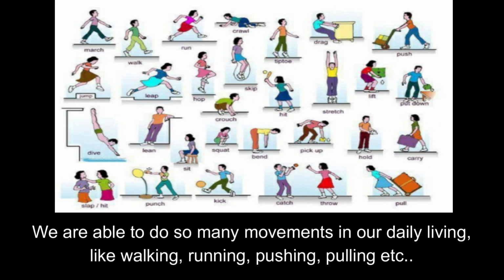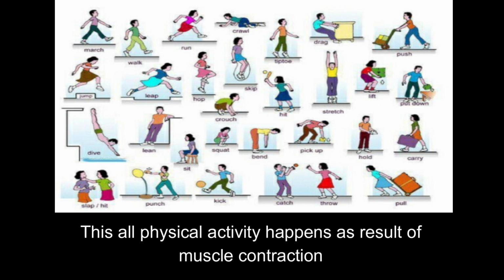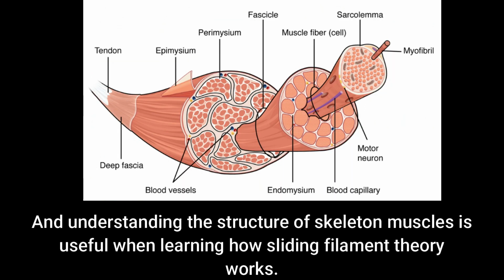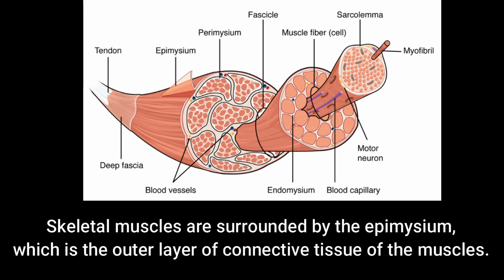We are able to do so many movements in our daily living, like walking, running, pushing, pulling, etc. This whole physical activity happens as a result of muscle contraction. And understanding the structure of skeletal muscles is useful when learning how sliding filament theory works.